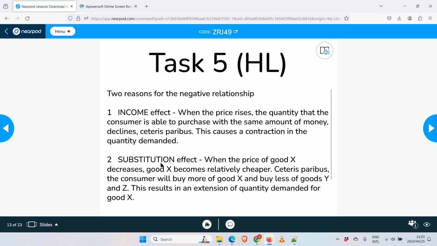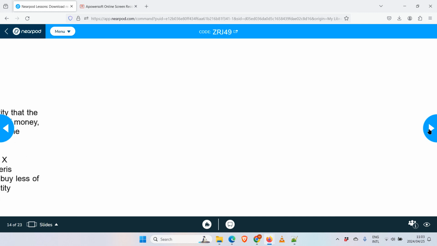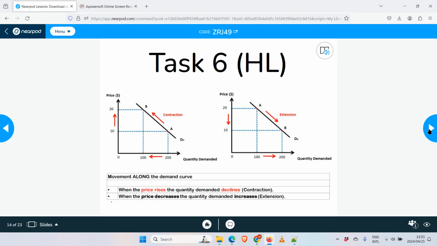The substitution effect is substituting one product for another, similar type of product, product X and product Y, and how the quantity demanded of one product will be affected by, let's say, an increase in the price of a similar or substitute good. These are two of the reasons for that negative relationship. If we look at the next slide, we'll see diagrams explaining this here.